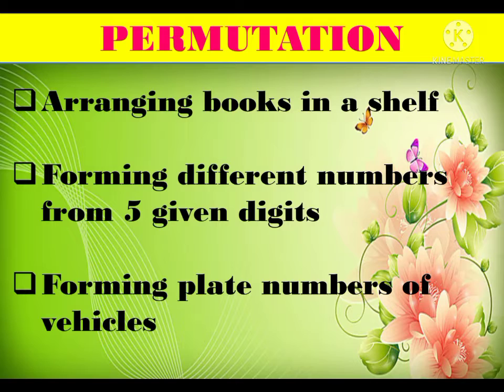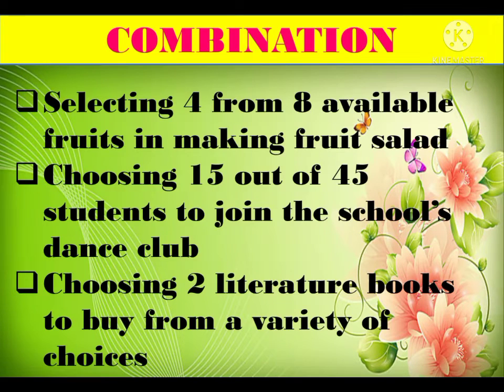Permutation involves arranging books on a shelf, forming different numbers from 5 given digits, and forming plate numbers of vehicles. And for combination, we have selecting 4 from 8 available fruits in making fruit salad, choosing 15 out of 45 students to join the school's dance club, and choosing 2 literature books to buy from a variety of choices.